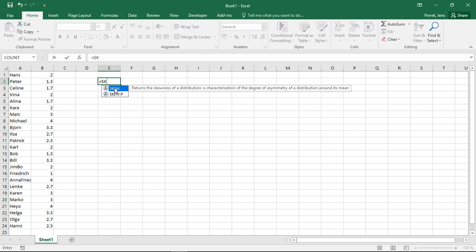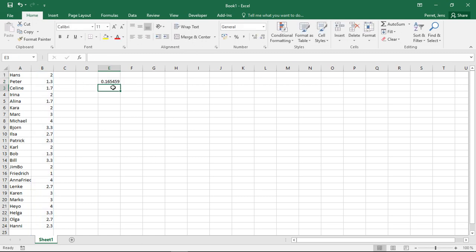Skew is more or less again, as with the variance and the standard deviation, the corrected version, whereas p is the uncorrected version. So here we're going to use the normal skew based on this data set. And we get a value of 0.16 or 17.